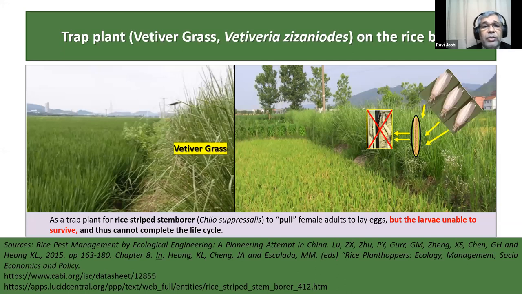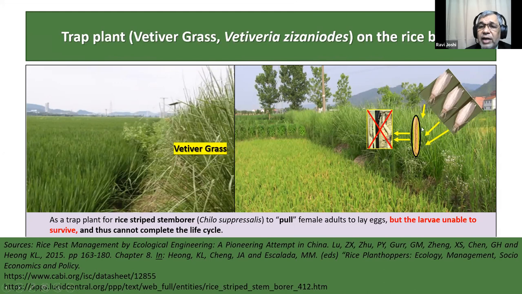This is a typical example which many countries are now using: vetiver grass. I think everybody knows that in many countries vetiver grass is usually grown to prevent erosion, because of the flooding, and even in sloping lands, to prevent degradation of the soils. What we have found out is that it is a very good attractor. So what happens is, stem borers come and lay eggs on the vetiver grass instead of the rice, because they prefer vetiver grass, which has some kind of compounds. So vetiver grass is a trap crop which pulls the stem borers in, and they lay their eggs there.